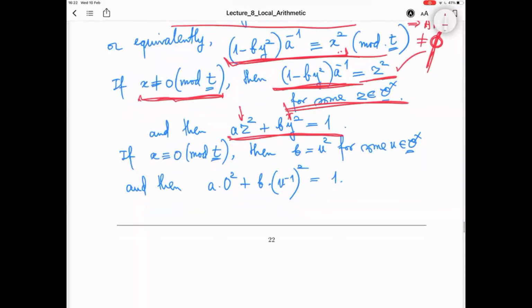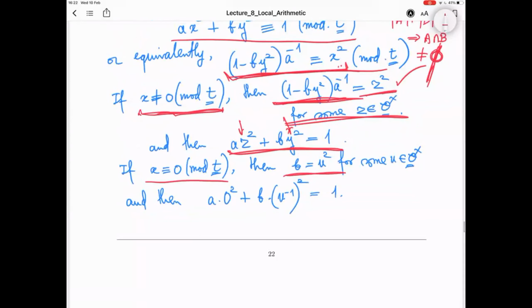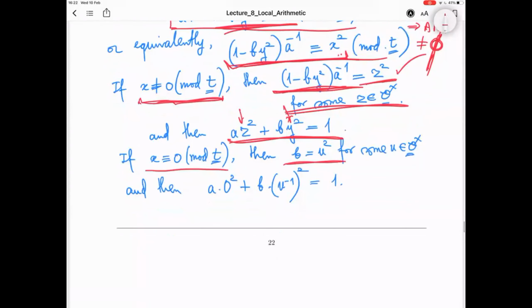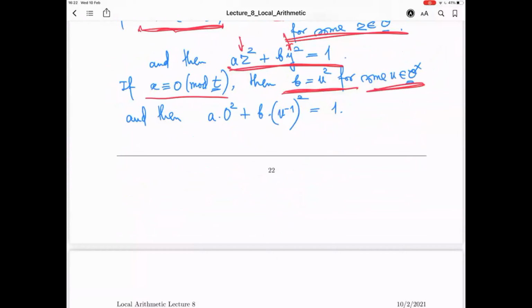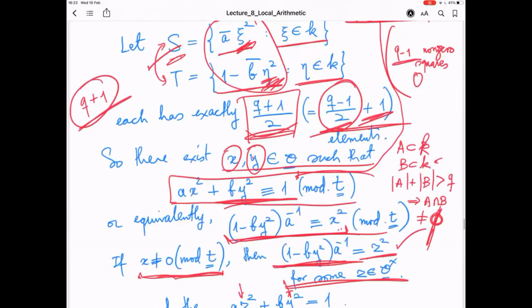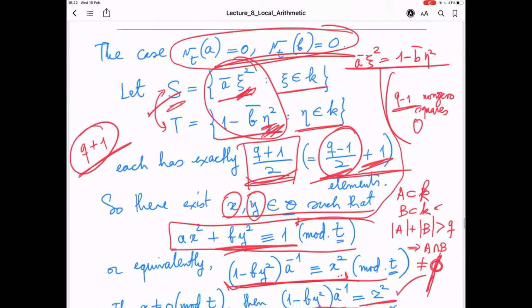On the other hand, if x is congruent to 0 mod t, then where's the equation here? If x is 0 mod t, then I get b is a square. Then b is a square modulo t, so it has to be a square in O itself. And then I get this solution. So what were we proving? We were proving the case when the valuations of these two things are both 0, a and b are both units.